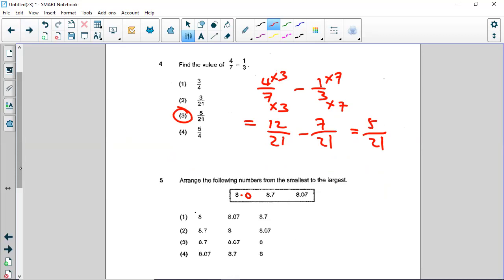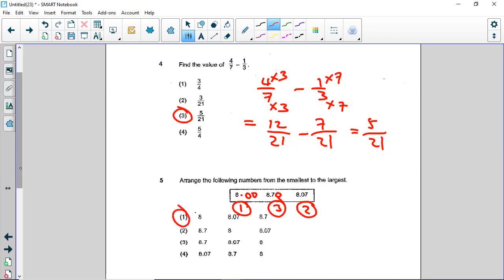So you will need to add 1 more 0. And here also 1 more 0. So now you can see that you can compare already. What is the smallest number, which is your 8.00? All right, and then the second, getting bigger, will be 8.07, and the biggest will be 8.70, right? So your answer will be number 1.